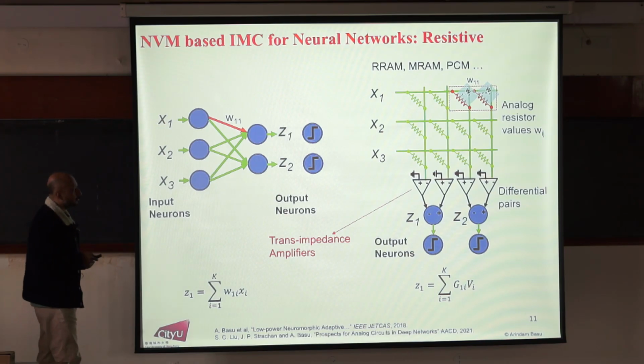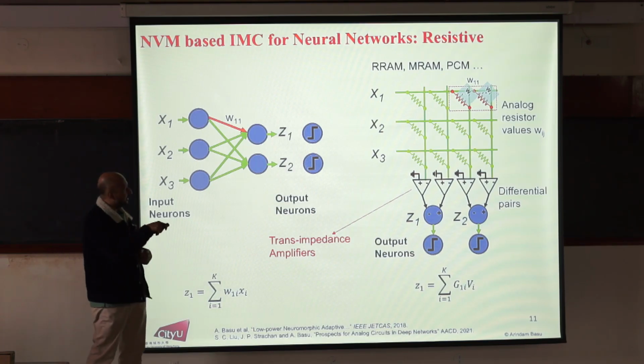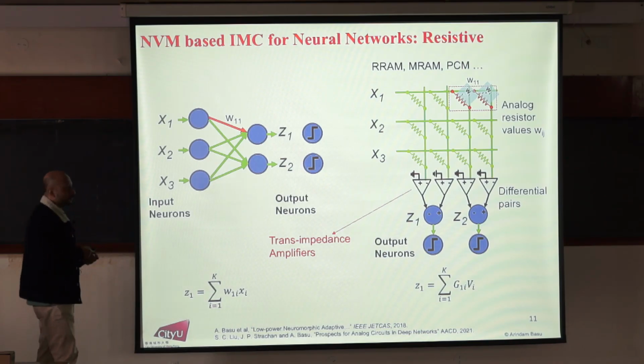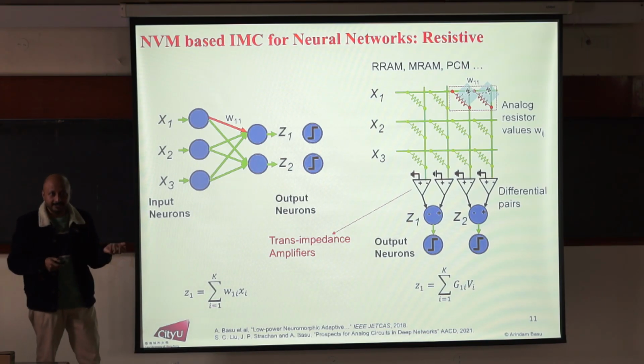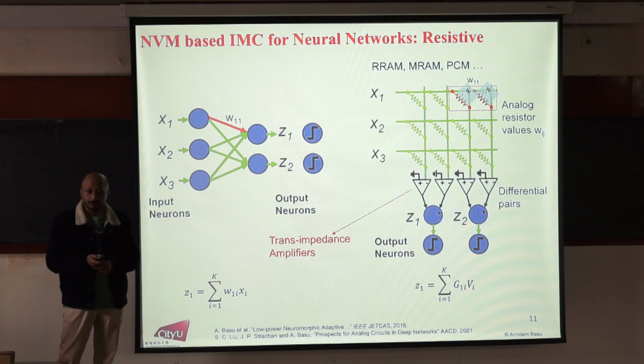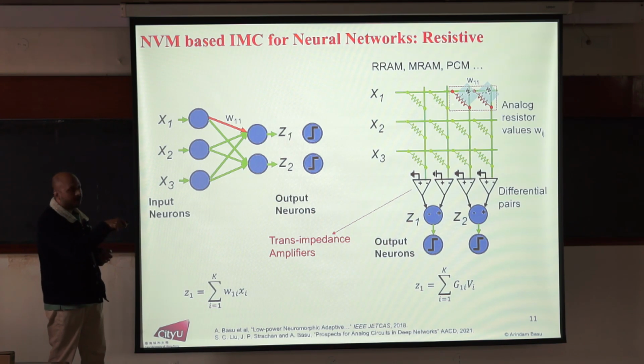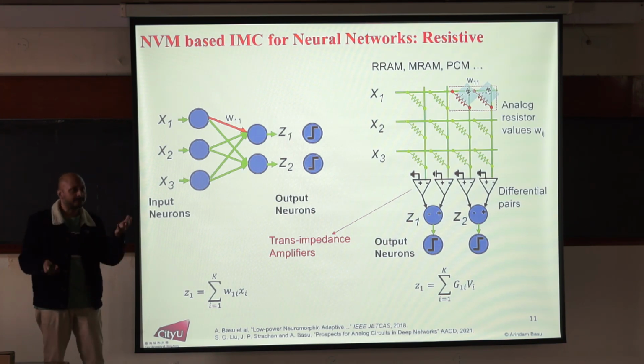So now we have some more details. Why do I have two things coming here and then subtracting to get Z1? It's because the weights of a neural network can be positive or negative. Conductance can only be positive. So basically now you represent a weight as difference of two conductances. Then I can get positive and negative.